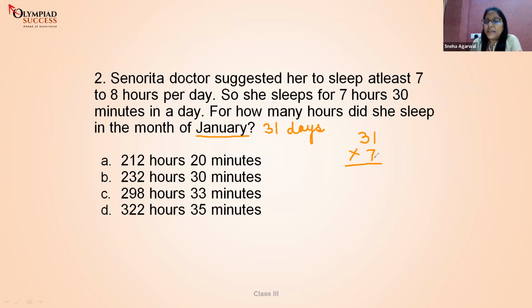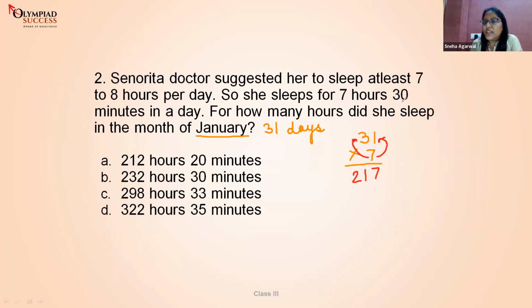Tell me. 31 multiplied by 7. 7 times 1. What is 7 times 1? This is 7 and 7 times 3 is 21. Yes. So here you are getting 217.